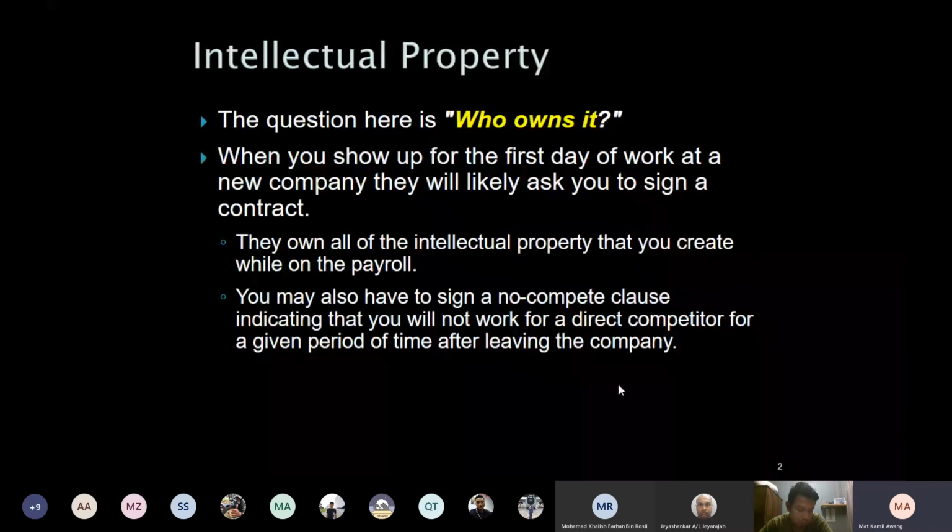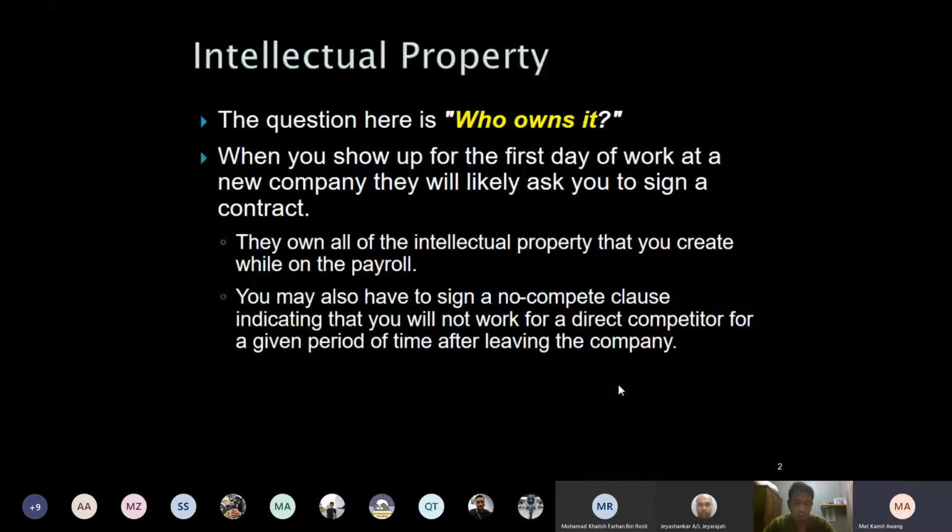You may also have to sign a no-compete clause indicating that you will not work for a direct competitor for a given period of time after leaving the company. So sometimes you also have to sign an agreement to say that when you resign from that company, you will not go and work for its competitor, maybe for 5 years.